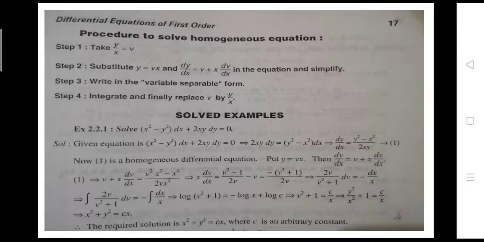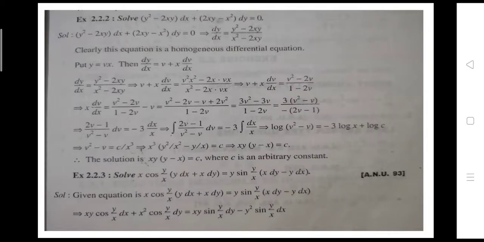Therefore, the required solution is x square plus y square is equal to cx, where c is an arbitrary constant. Now continue to the next slide.